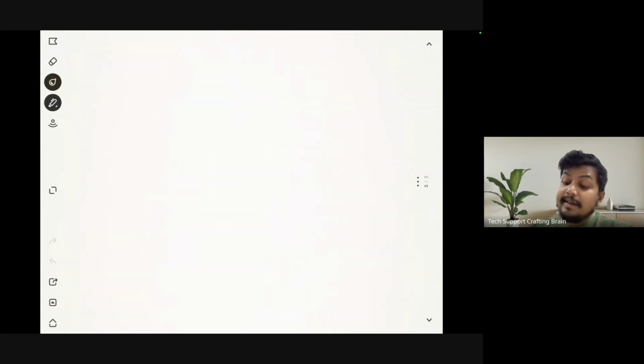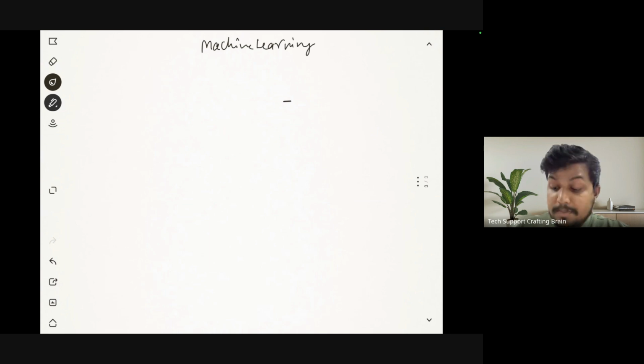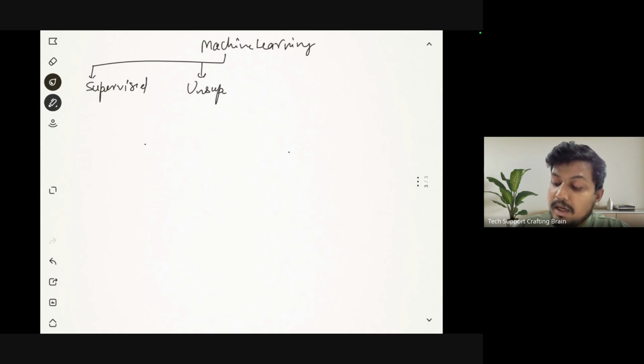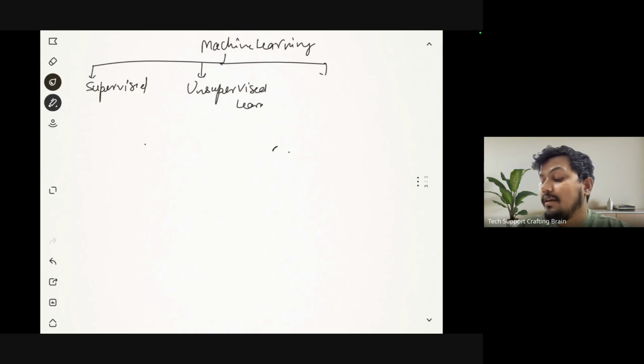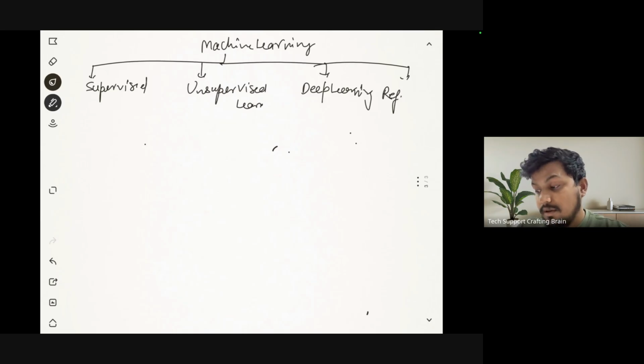Now, machine learning, guys, is actually divided into multiple parts. What are the parts it has been divided into? Machine learning is divided into supervised learning. Okay, we call it supervised learning. Then we have unsupervised learning, guys. Then we have deep learning. Okay, deep learning we are having. Then we have reinforcement learning.